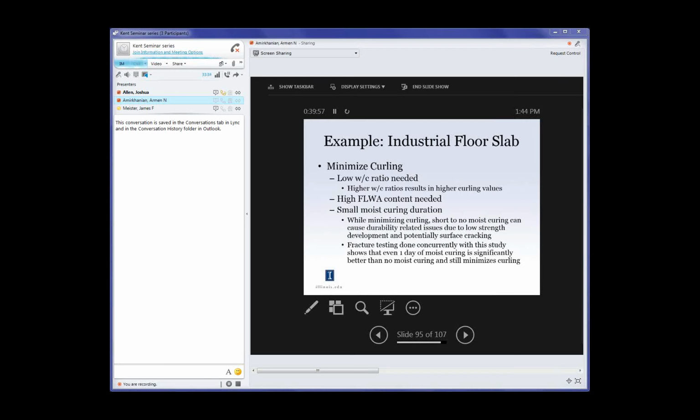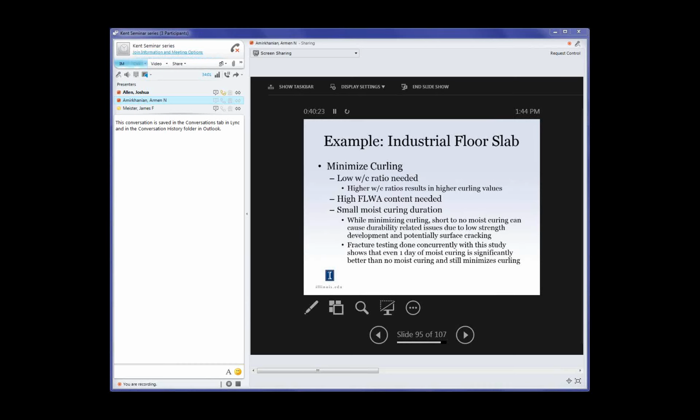There's no freeze thaw really, but those steel wheels can do lots of damage to concrete floors. At the same time we were measuring all these beams, we also did fracture testing on all the mixes at the same age and everything. And we found that even if you just moist cure it for 1 day, the fracture properties increase significantly compared to a no moist cure condition.